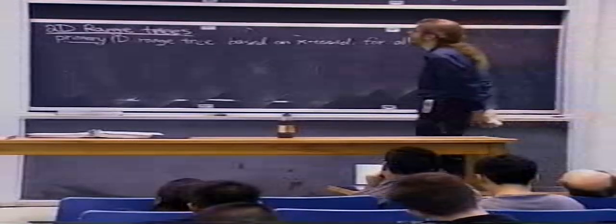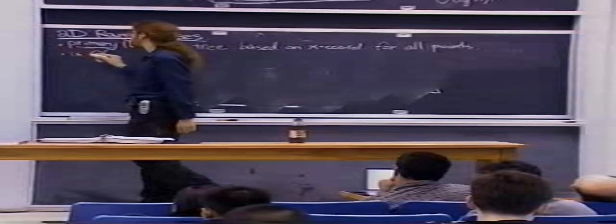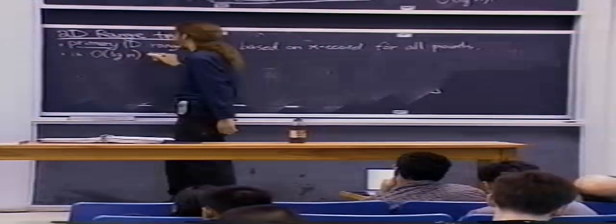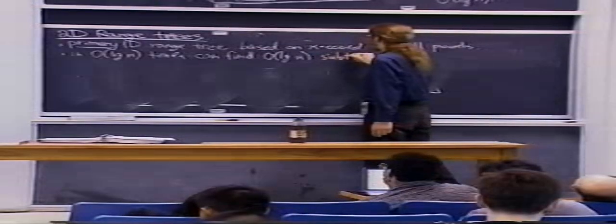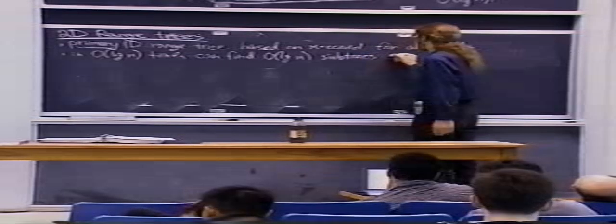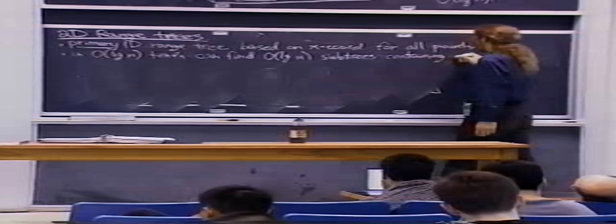This, I think, is sort of a bizarre idea. Okay. So what can I do? I can do one-dimensional range queries. And that means in order log n time, I can find order log n subtrees that represent the answer for one dimension. Okay? So these are the points that have the correct x-coordinate.